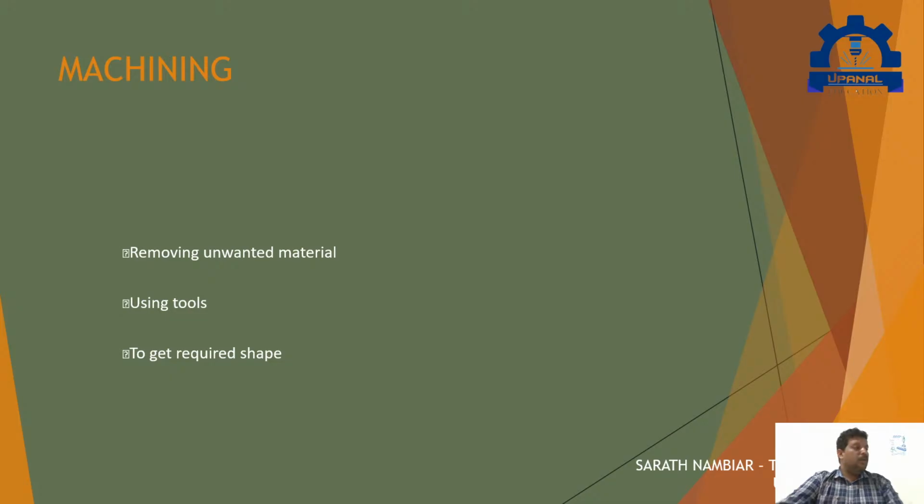Now, what will happen? Machining is a process where we carefully remove the extra material. The extra material will be carefully removed by the process called machining. We may do drilling, milling, all those things, to get the required shape using special tools. That is what we are going to discuss in this session.